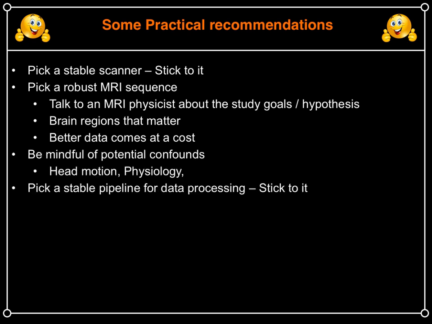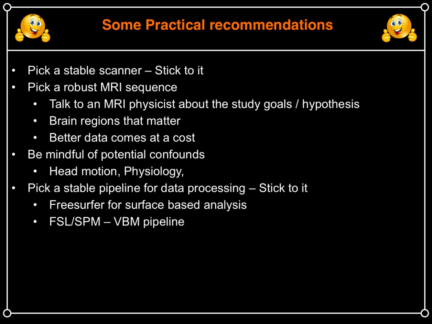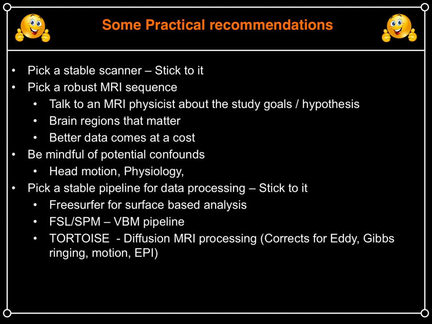There are all sorts of potential confounds that one needs to be mindful about, particularly head motion and physiology. It's also worthwhile to pick a stable pipeline: FreeSurfer for surface-based analysis, or if you're interested in voxel-based morphometry, FSL or SPM, which now have much more stable pipelines. If you're using diffusion data, use TORTOISE. It's been extensively tested and developed in the NIH community.